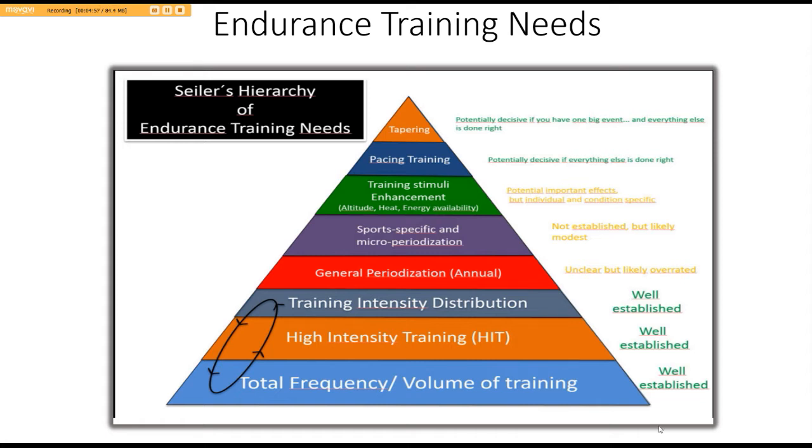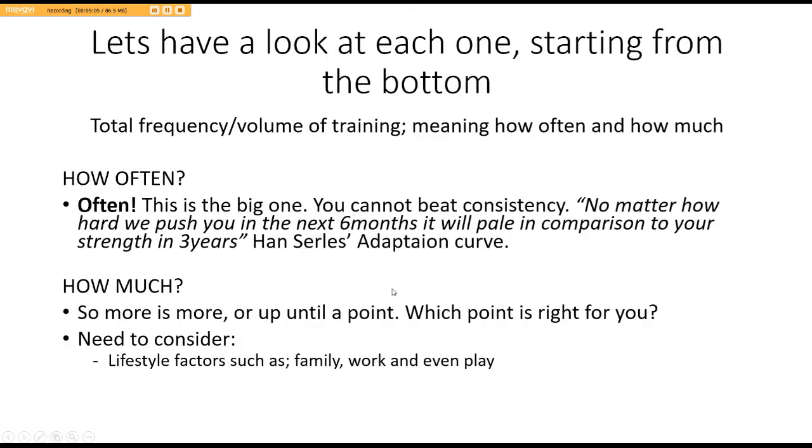We're going to go over these three mainly. They're really important to endurance training success. These, it's like the icing on the cake. So we have a look at each one, starting from the bottom. Total frequency, volume of training, meaning how often and how much.